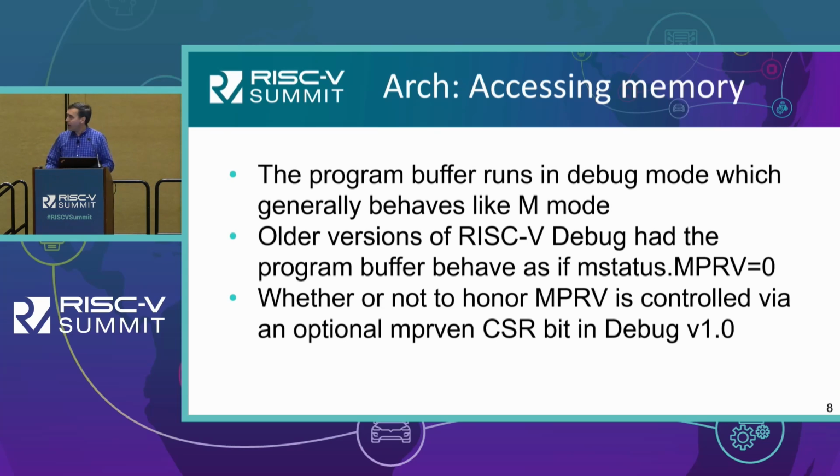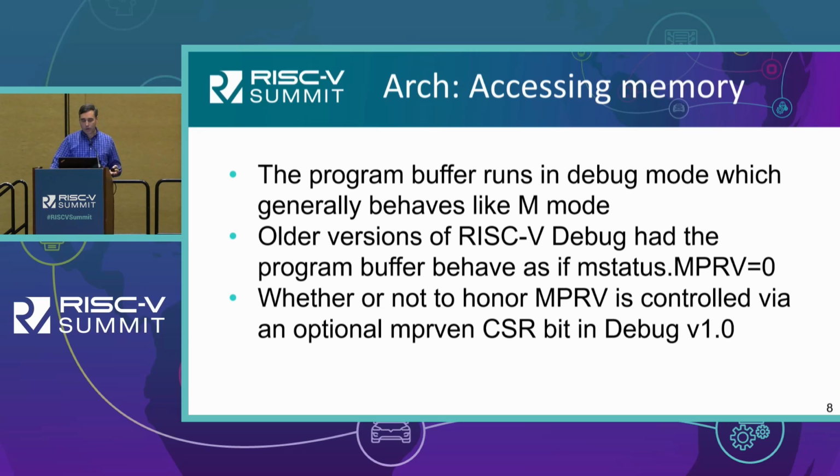So on accessing memory, the program buffer, when it's executing these instructions, it's in a mode called debug mode, which is essentially like M mode. But there's a couple extra CSRs, and there's some minor differences that I don't need to get into here. But M mode has a feature called MPRV, which is part of the privileged architecture. And that allows M mode to access memory as if it is some other mode that's specified in this MPP field.